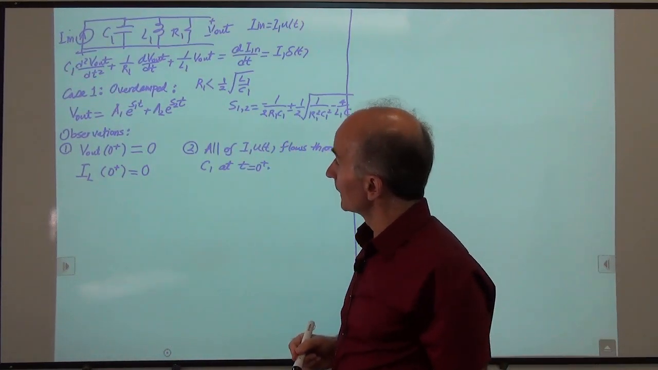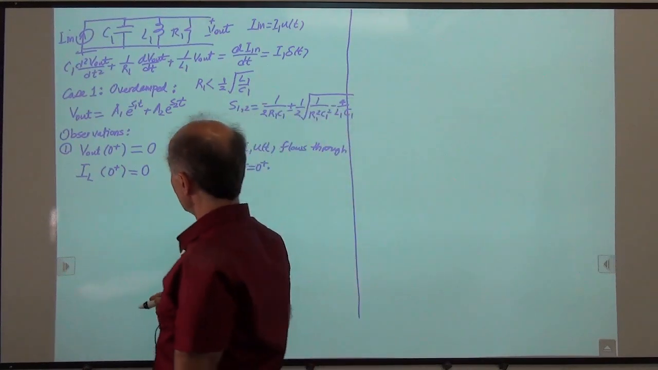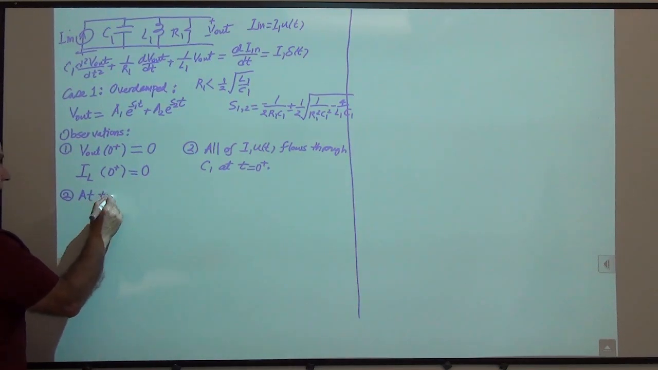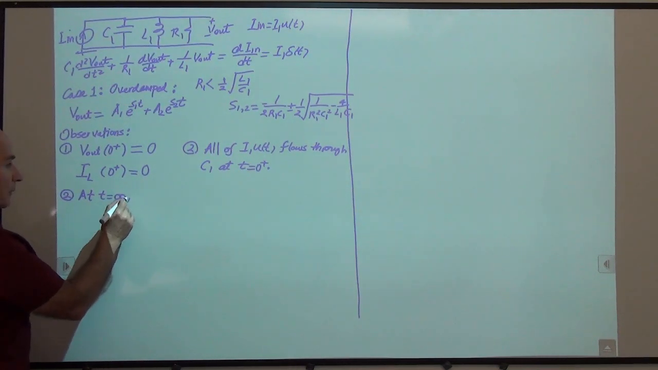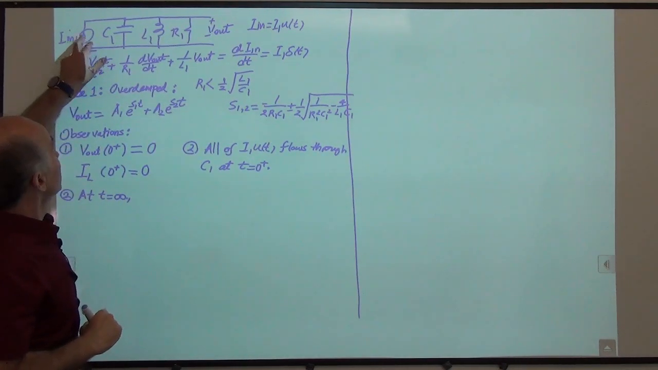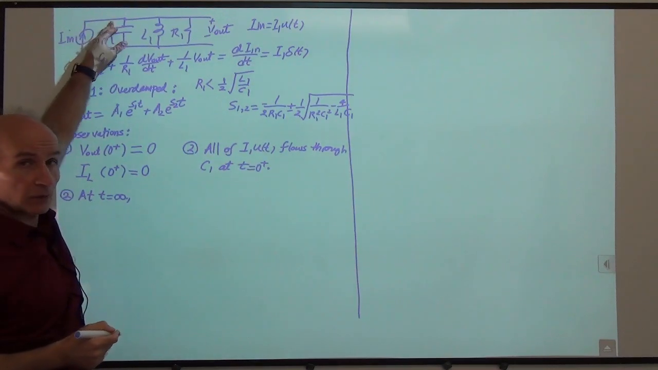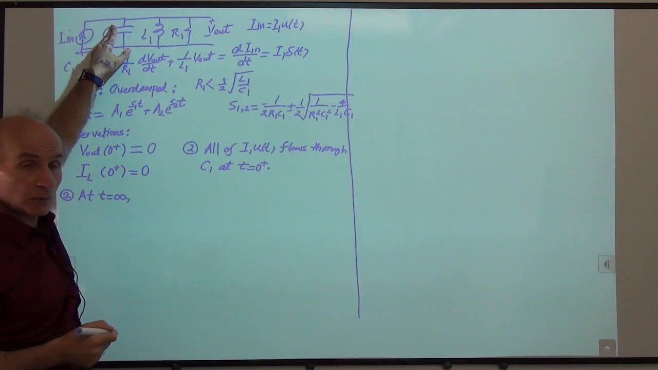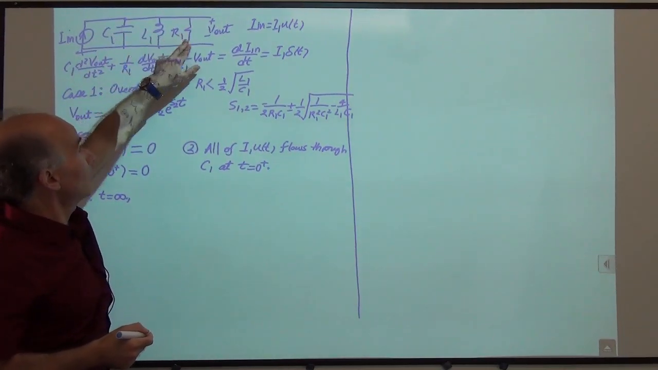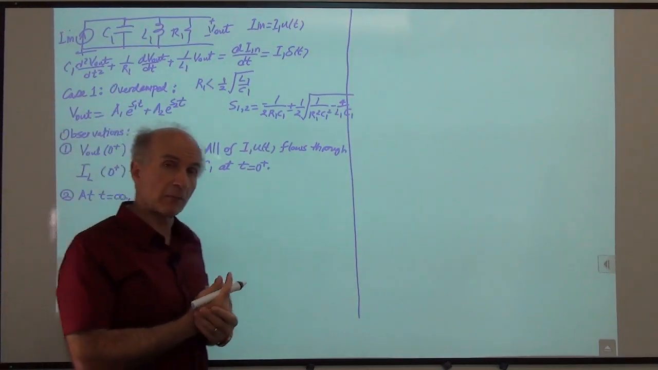Okay, so now let's look at time infinity also and see what's going on here. So at t equals infinity, what can we say? At t equals infinity, this current has to flow through something. This current is equal to I1. The question is, which one of these does it prefer? If you prefer this one, or this one, or this one. All right, so we have to think about that for a moment.